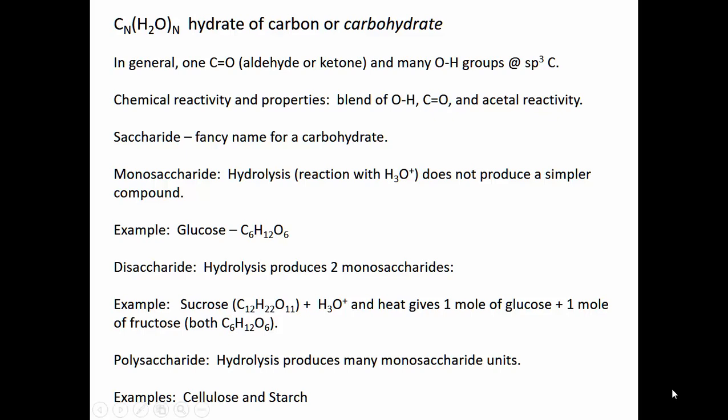Okay, this video here will be the first of several videos dealing with a class of molecules called carbohydrates. This name carbohydrate comes from the fact that the molecules we're going to talk about in this chapter have the formula Cn(H2O)n, hence they are hydrates of carbon, and that's where the name originates. In general, these compounds have one C=O group, which is usually either an aldehyde or a ketone, and it has many OH groups attached to sp3 carbon.